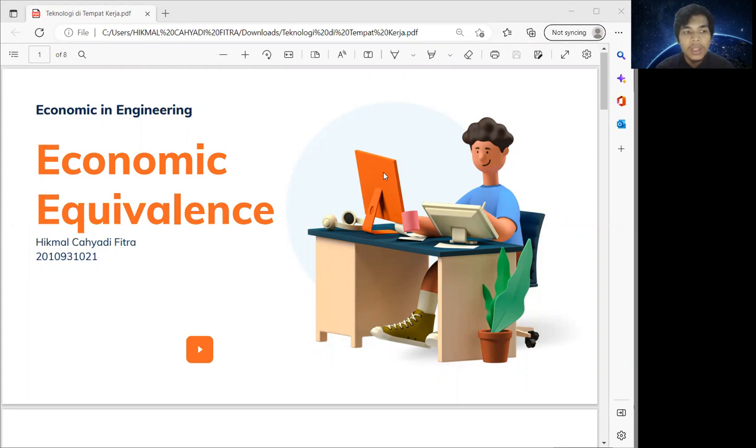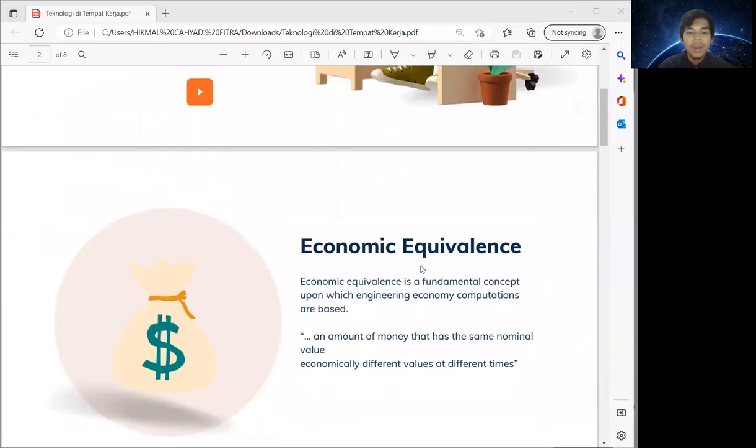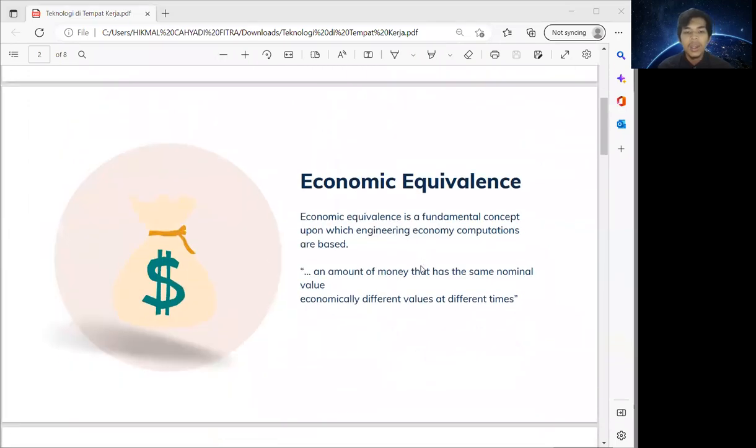Today I would like to present our material about economic equivalence. So what is economic equivalence? Economic equivalence is an amount of money that has the same economic value, though the nominal value differs at a different time. It is a fundamental concept upon which engineering economic computations are based. Economic equivalence is a combination of interest rate and time value of money to determine the different amounts of money at different points in time that are equal in economic value.